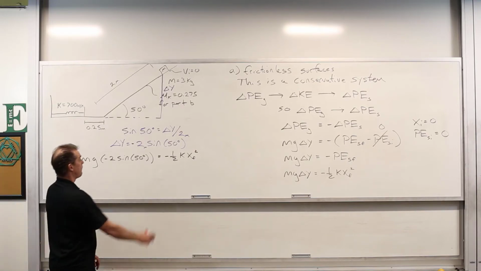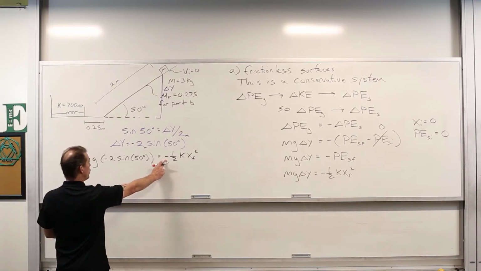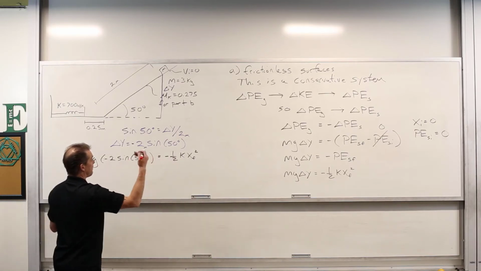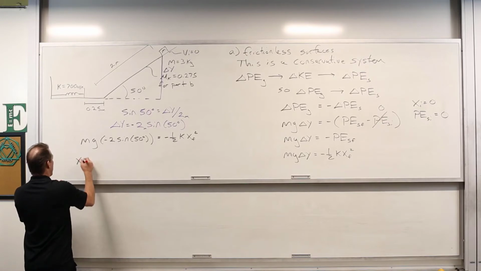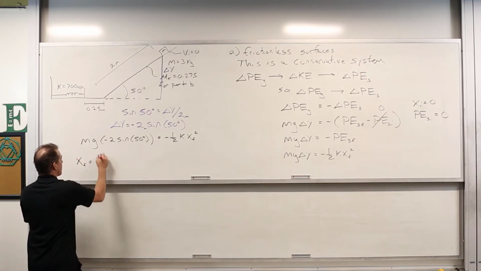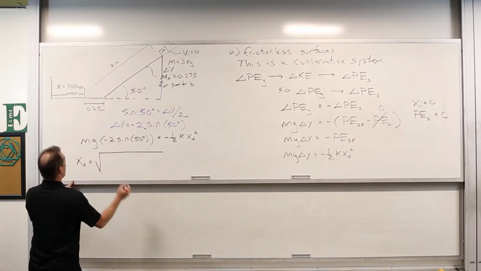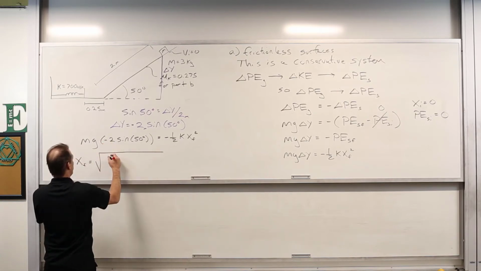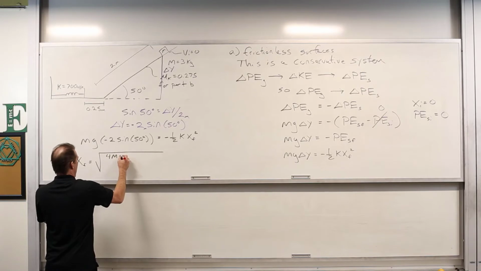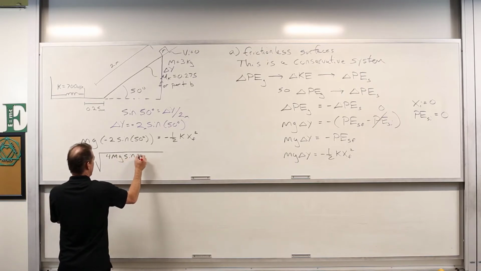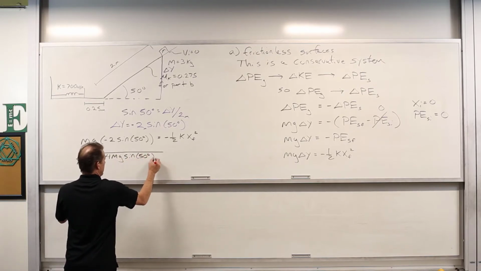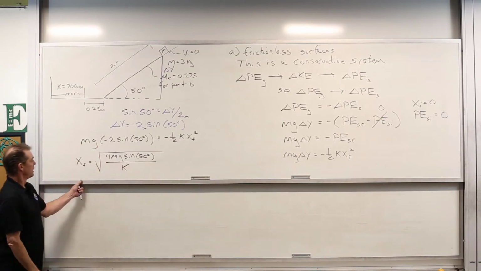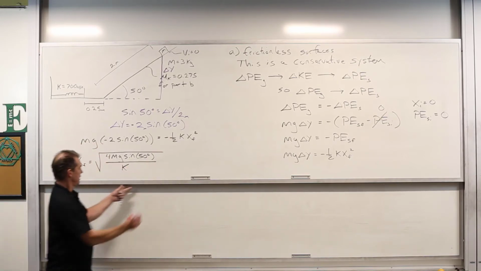So we can multiply both sides by negative 2. This becomes just a positive 4. Divide by k, take the square root, and we've got that x final is going to be equal to the square root of, I'm going to move this out there, again times negative 2, it's going to be 4 mg times the sine of 50 degrees divided by k. Okay, that seems easy enough.